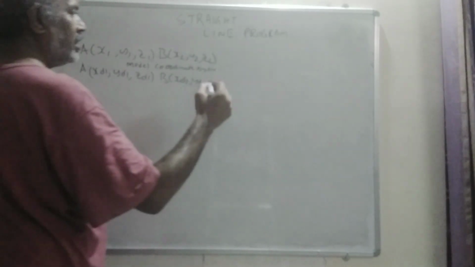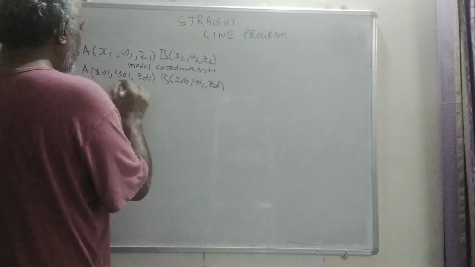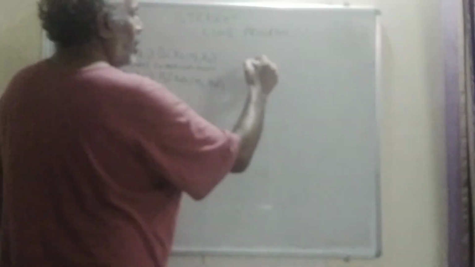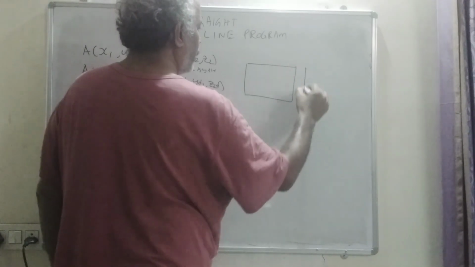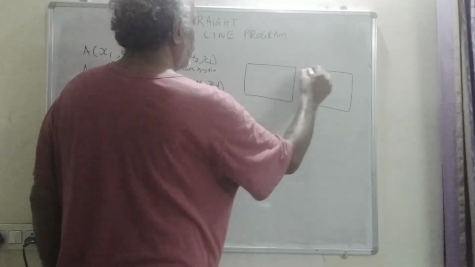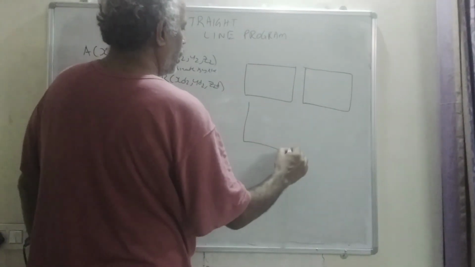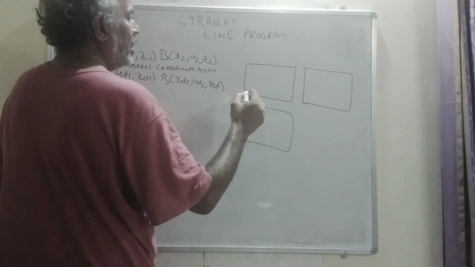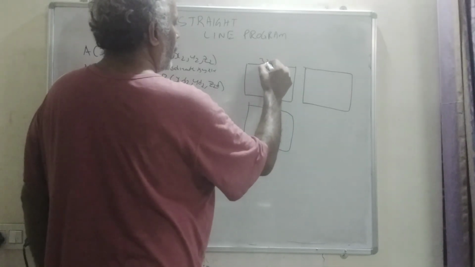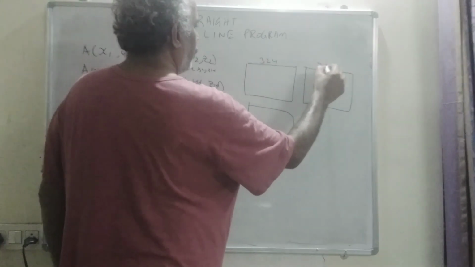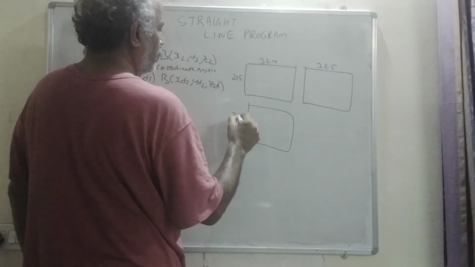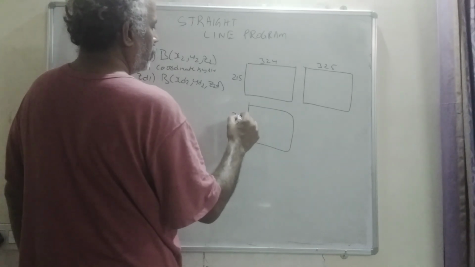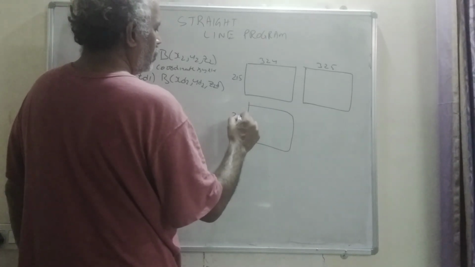To convert into device coordinates, we have to open three windows. We have to create three rectangles on the screen, and the horizontal pixels for this are roughly 324, 325, and this is 215, and this is 215, or 214, something like that.